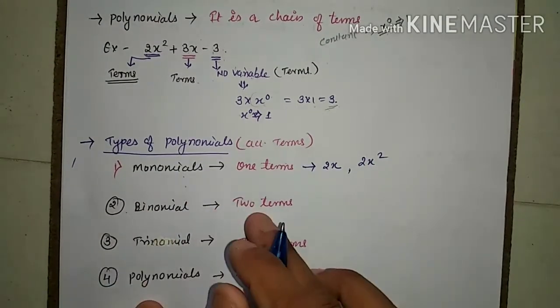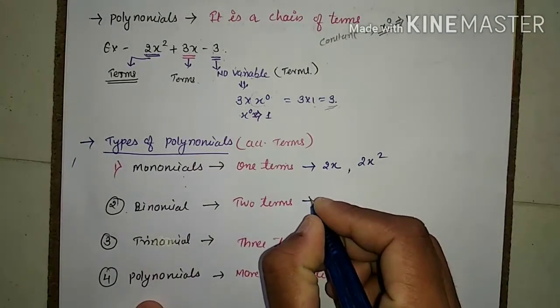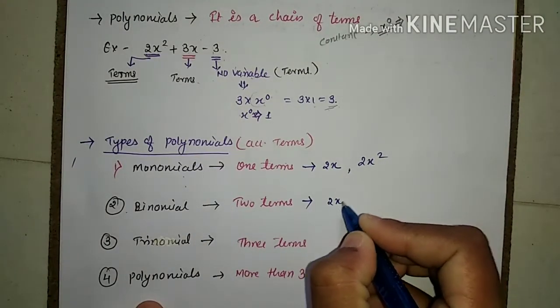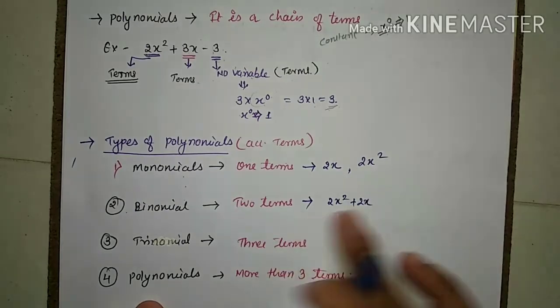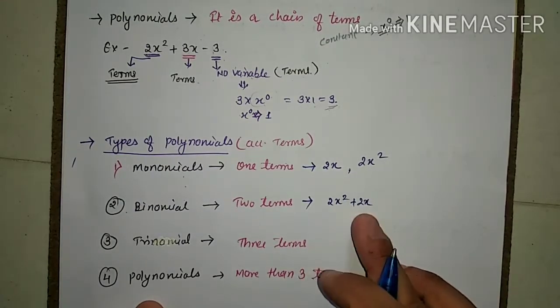Binomial. Binomial means two terms. Two terms in the sense, just see the examples I am writing here. 2x square plus 2x, I can write. These are two terms. Why? 1 and 2.